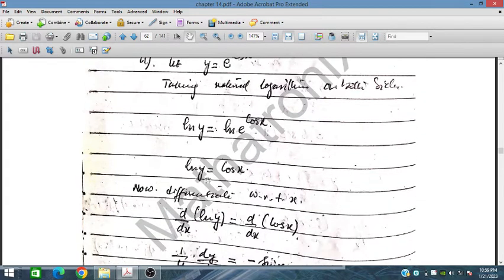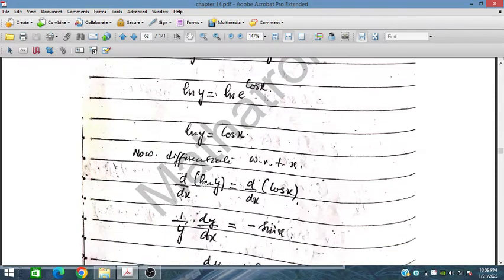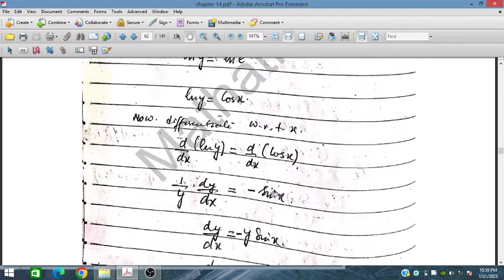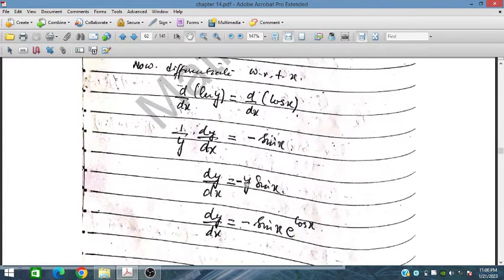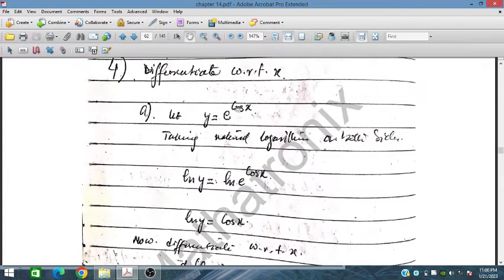So now differentiate it with respect to x on the left hand side and right hand side. For differentiating this, we will have 1 over y and then dy by dx, and similarly here we have the derivative of cos x, which is minus sin x. So this y will appear here. So dy by dx is equal to minus y sin x. In place of y we will write e power cos x.